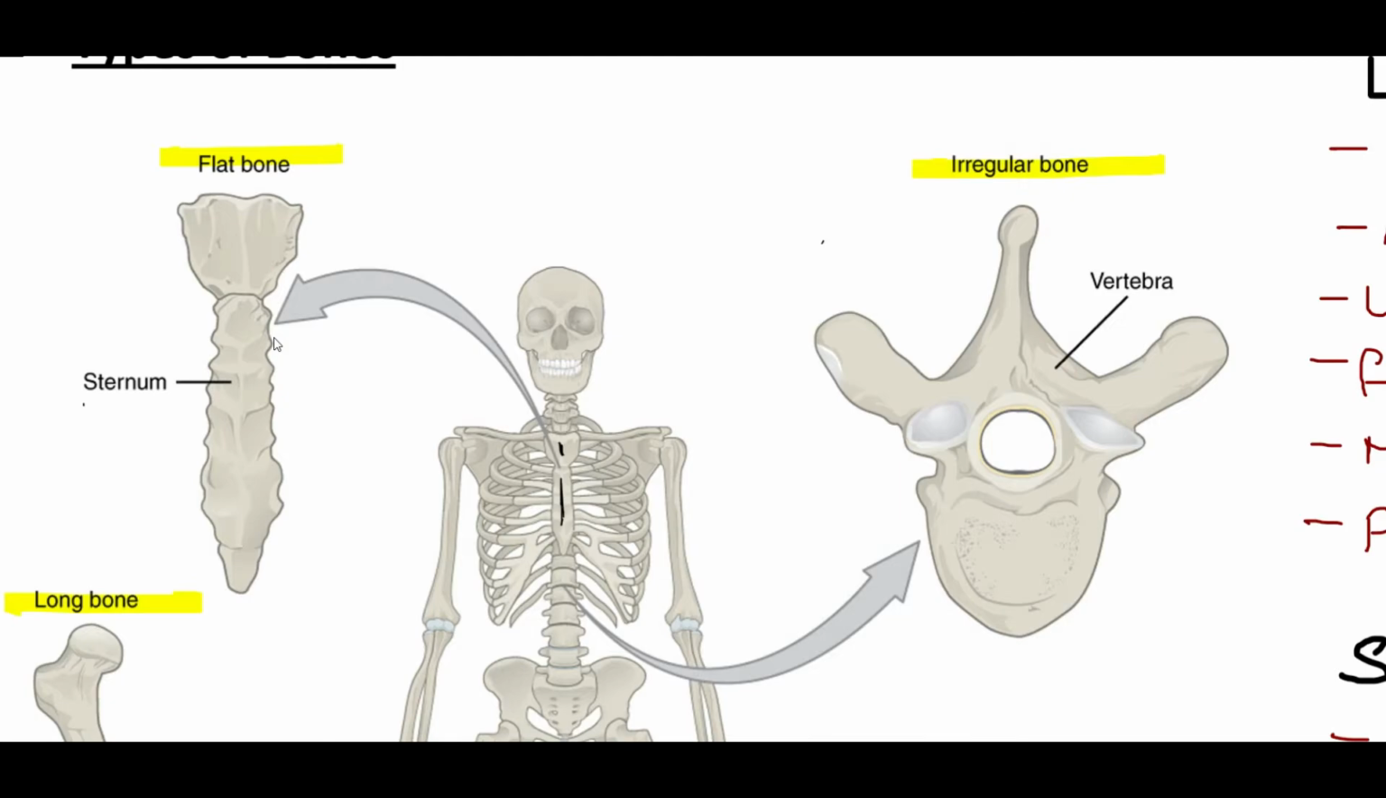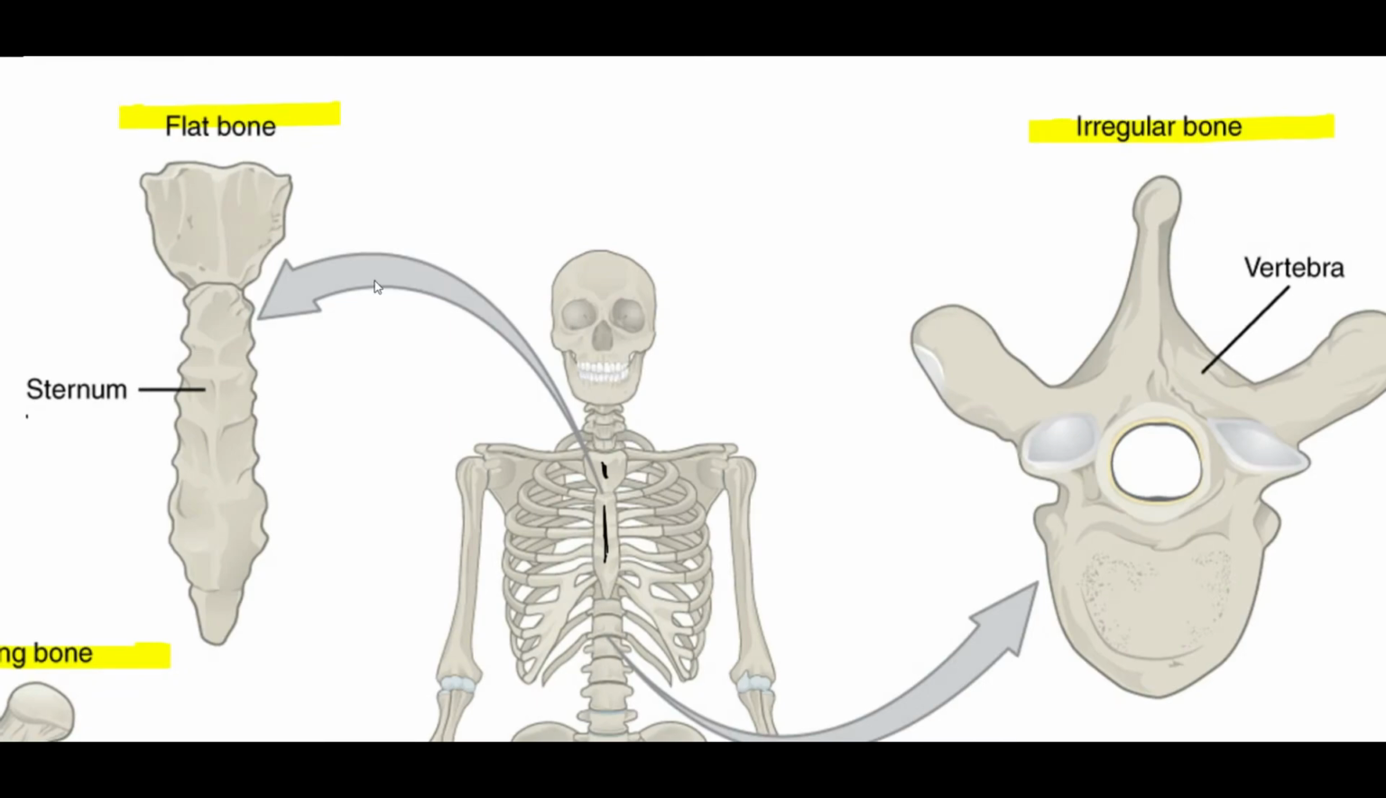The next type of bone which we have is the irregular bone. The irregular bones are those bones which are irregular in shape, as the name suggests. An example of the irregular bone is the hyoid bone, which is present near the region of the head and neck and is the only bone which is supported by muscles and does not articulate with any other bone. So the hyoid bone does not articulate with any other bone.